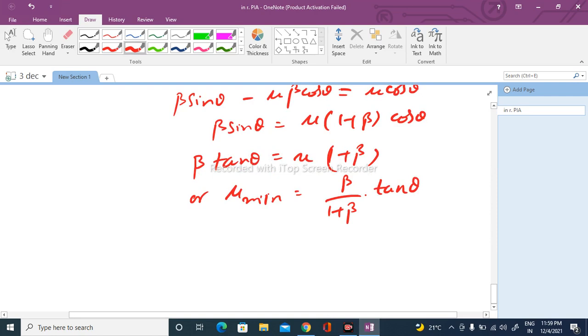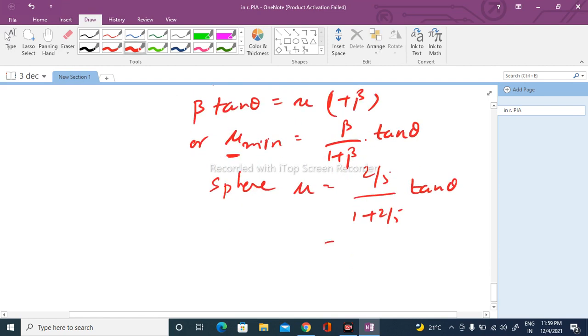If the mu value is more than this minimum value, the object will roll down. It will go away from the pure rolling case; no longer can you apply that. So this is the minimum frictional coefficient value we can take. For a sphere they keep asking this: mu is equal to, for a sphere the beta value is 2 by 5, so 2 by 5 divided by (1 plus 2 by 5), into tan theta. So we get 2 by 7 multiplied by tan theta. This is the minimum friction value. Thanks.